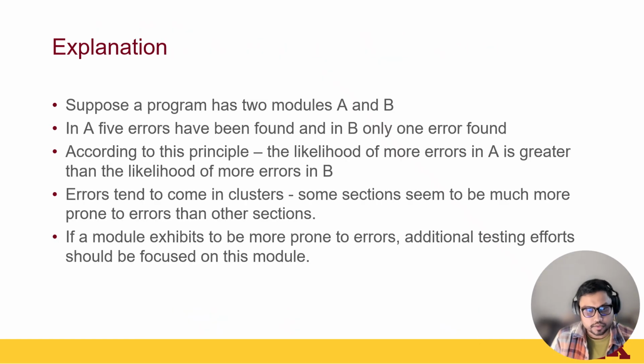For explaining the situation we described in our last slide, we can talk about an example. Suppose a program has two modules, A and B. In A, 5 errors have been found, and in B, only 1 error found. According to this principle, the likelihood of more errors in A is greater than the likelihood of more errors in B. Errors tend to come in clusters. Some sections seem to be much more prone to error than other sections. If a module exhibits to be more prone to error, additional testing efforts should be focused on this module.